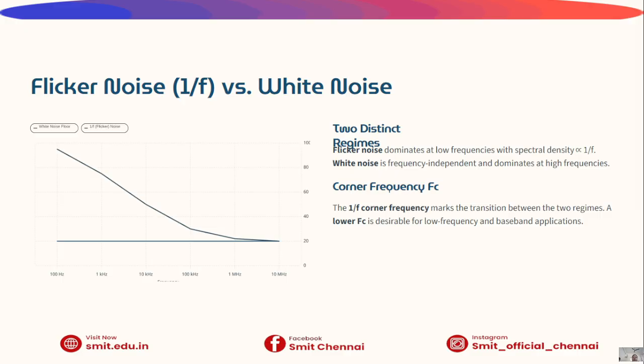Next, we see about flicker noise versus white noise. This slide compares two important noise types. Flicker noise, or 1/f noise, dominates at low frequencies. Its power increases as frequency decreases. White noise, on the other hand, remains nearly constant across frequency and dominates at higher frequencies. The transition point between these two regions is called the corner frequency. For low frequency applications such as biomedical instruments and sensor systems, reducing flicker noise is particularly important.